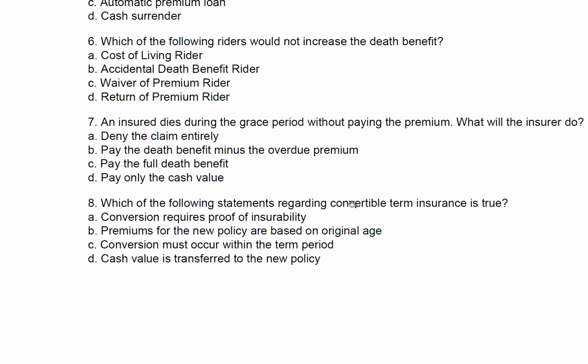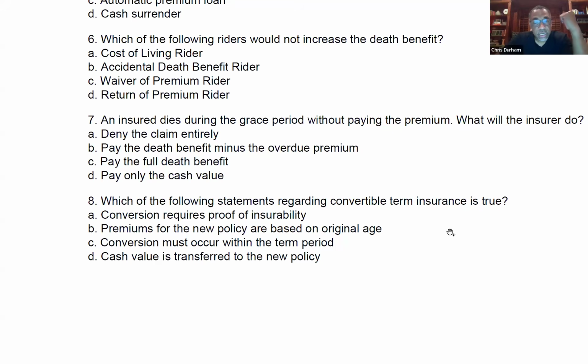Yeah, that was a simple one. It could be complicated, but you just have to convert it before the term is up, so you have to do it within the term period. And you need to know all the other options too, because they could be in another question. Conversion does not require proof of insurability, and premiums are based on your attained age, the age you are when you're converting it. And term doesn't have cash value. All right, let's go.